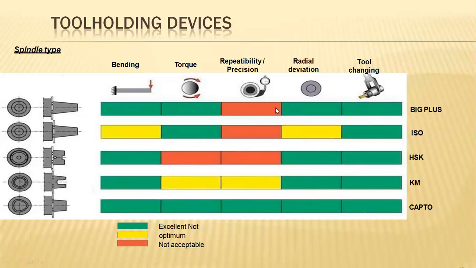In the case of this repeatability or precision, this Big Plus will not accept, and ISO is not at all accepting, HSK not at all accepting, and in the KM it is optimum, and Capto it is excellent. And in the radial deviation, the ISO is optimum, and the rest of all the four parameters it is excellent. In tool changing, in almost all the systems or almost all the types of spindles, it is excellent.